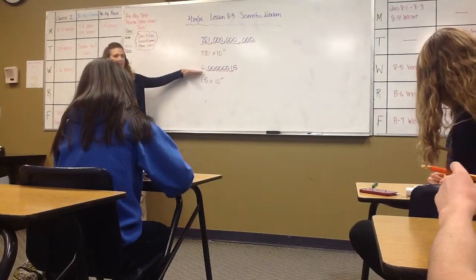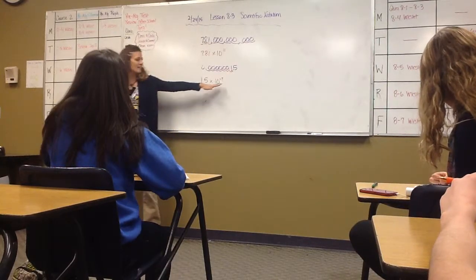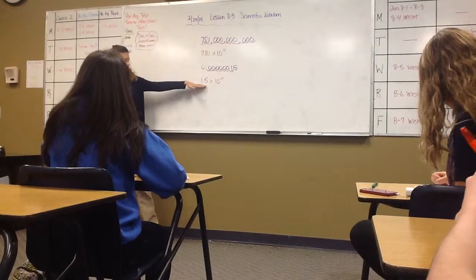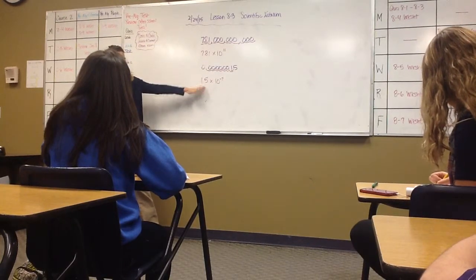When you have a very small number, less than 1, your exponents are negative, because what it means is we're going to divide 1.5 by 10, 7 times.